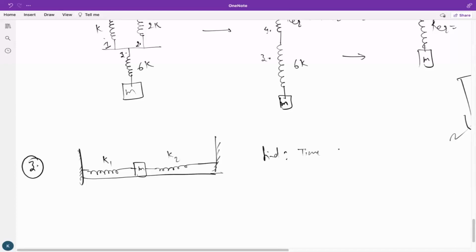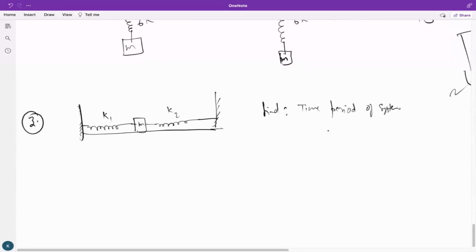Find the time period of the system. Obviously, both of the springs are connected in parallel arrangement, right? With the spring constants K1 and K2. And so we can write this whole system as, this is actually an easy problem, K equivalent, where K equivalent is equal to K1 plus K2. And when we write so it will be K1 plus K2.